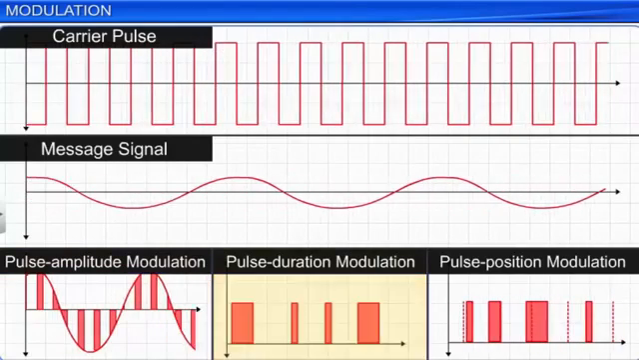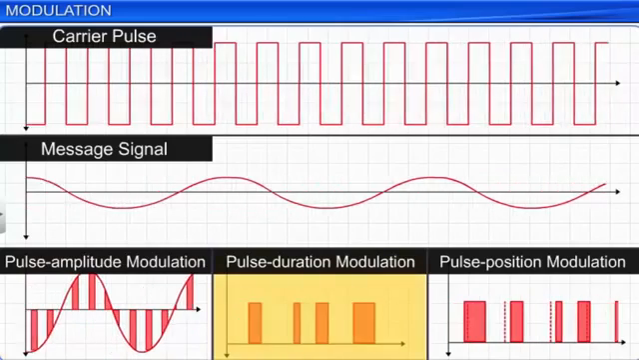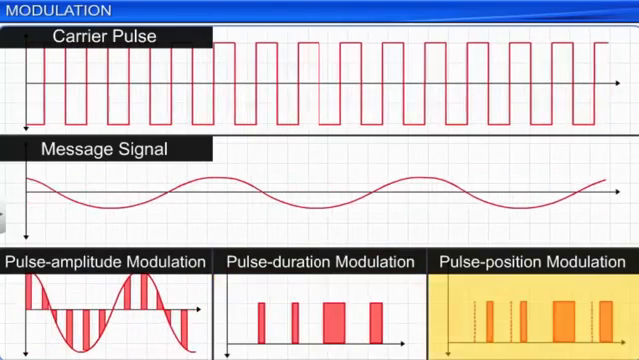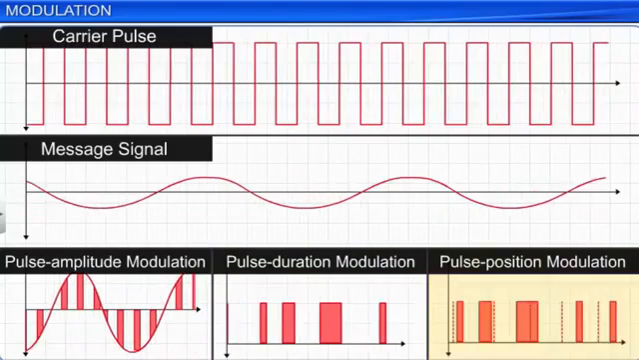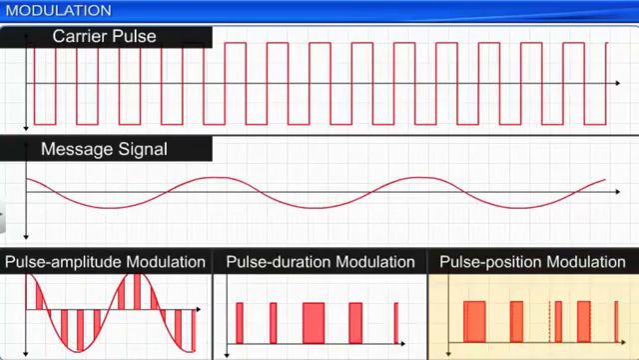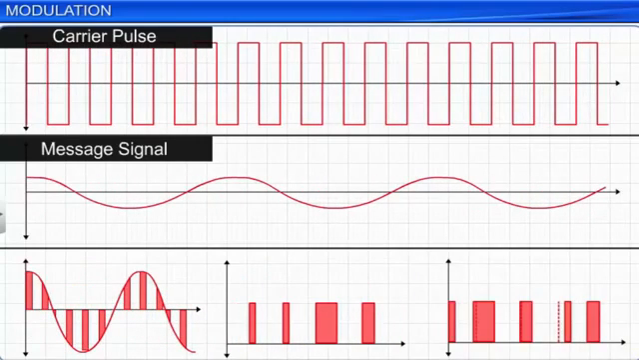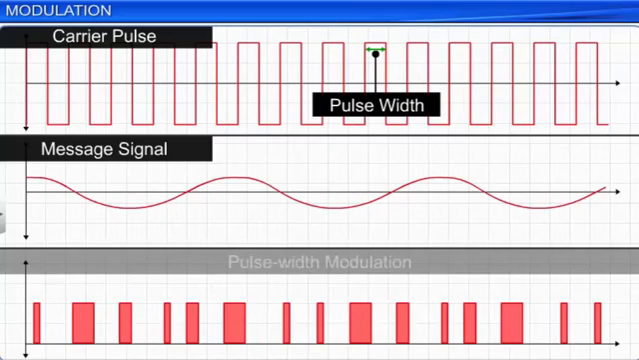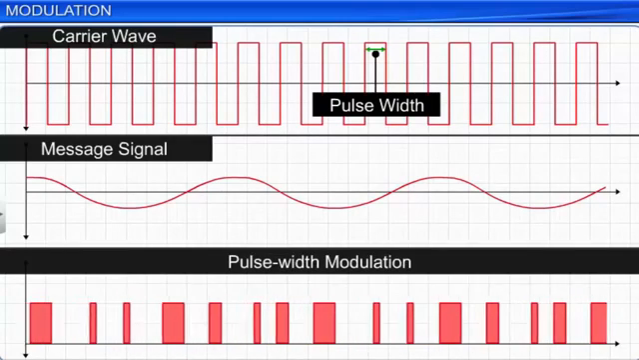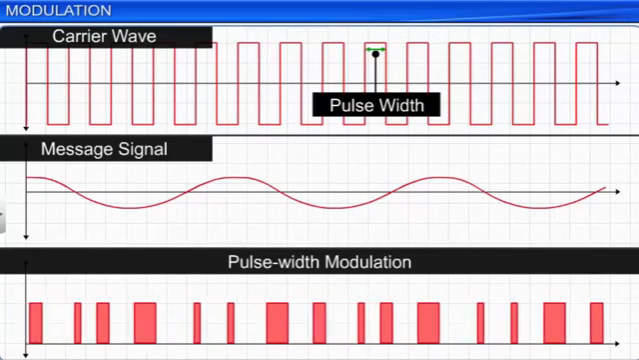Pulse duration is also called pulse width. Thus, pulse duration modulation is also called pulse width modulation or PWM. Another type of modulation that is possible is the pulse frequency modulation or PFM, which is analogous to pulse width modulation.